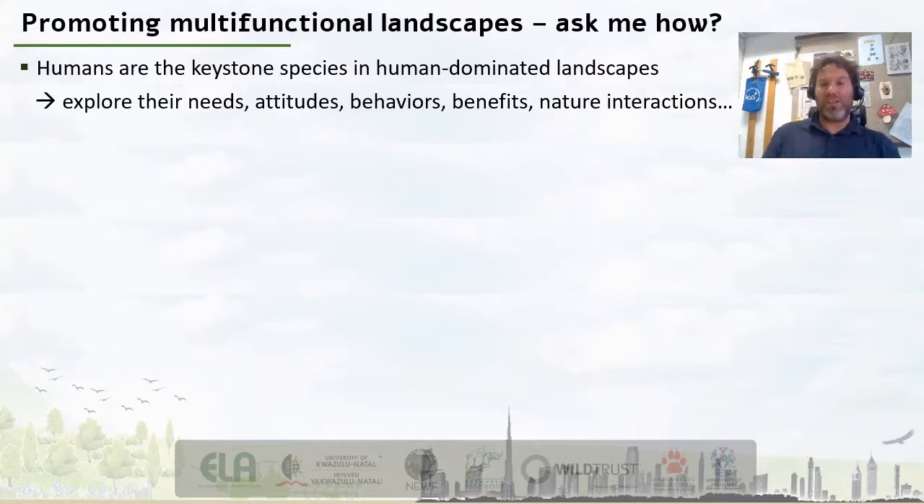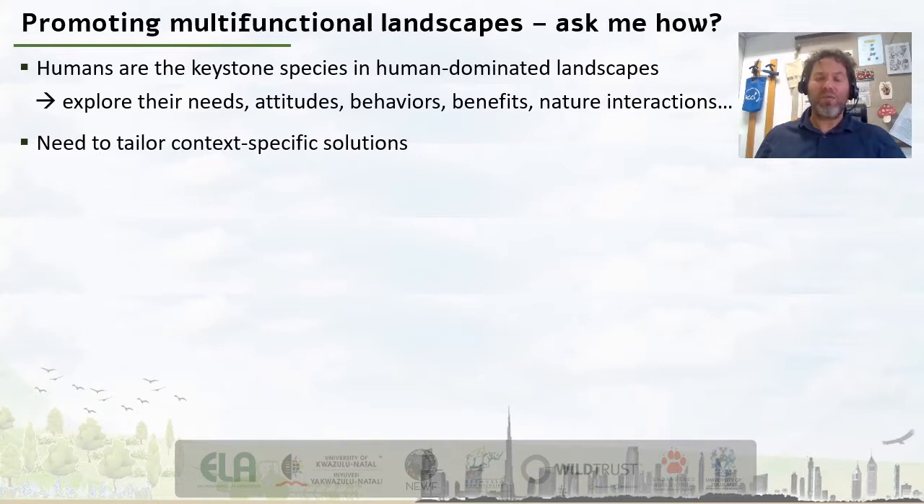promote multifunctional landscapes. So the first thing I would like to say is we need to remember that in multifunctional landscapes, humans are the keystone species in those areas. These are human-dominated landscapes, and therefore we need to explore human needs, their attitudes, behavior, benefits, and of course nature interaction, which is really important.